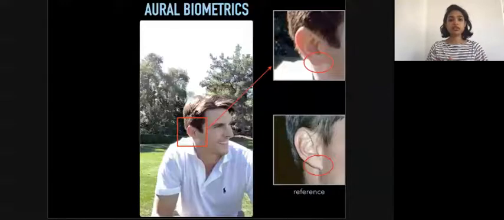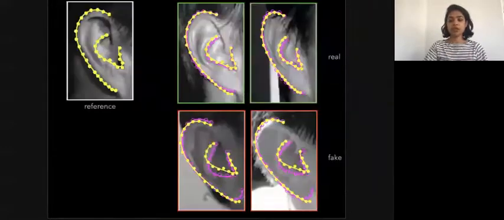For the ear biometric, we want to exploit the difference in the shape and structure of the ears of the impersonator and that of Tom Cruise. So for this, we collected 13 images of actor Tom Cruise from various internet sources where the ear of Tom Cruise was visible. We use one real image as the reference ear, and the shape of the ear is represented by 2 Bezier curves, which are shown in yellow on the reference on the top left.